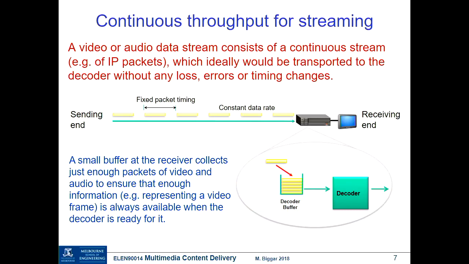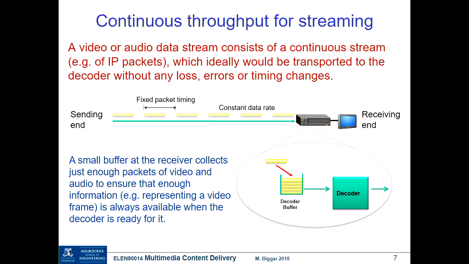And as we discussed previously, this decoder buffer only has to have enough data in it to satisfy the needs of the next frame that this decoder is going to request. So we have a minimal buffer, right? A small buffer at the receiver collects just enough packets of video to ensure that there's enough to represent the next frame that it's about to render.